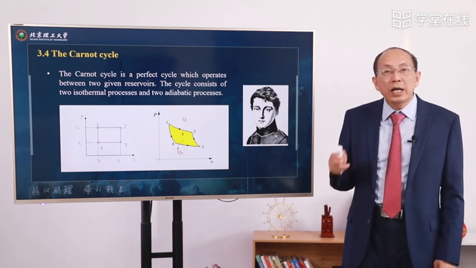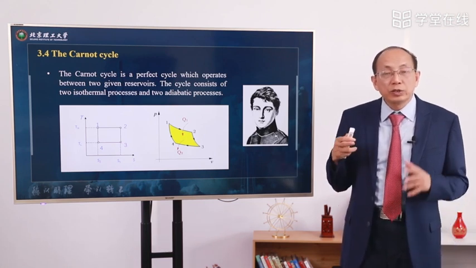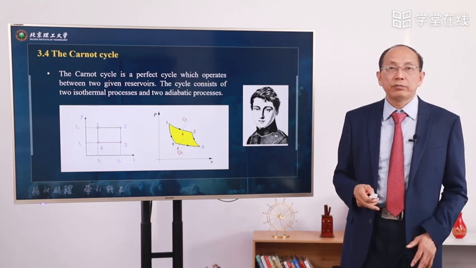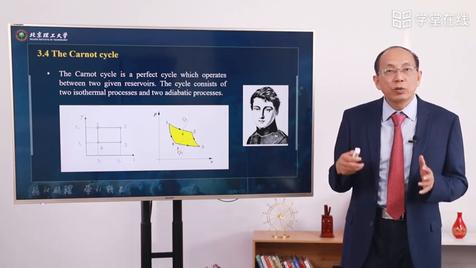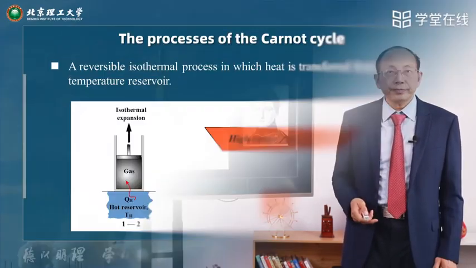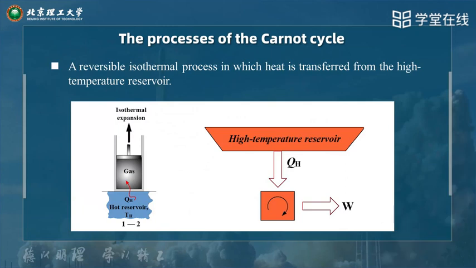Why did Carnot construct this cycle? So we give some analysis. Why did Carnot select two isothermal processes and two adiabatic processes? Okay, let's think about that.